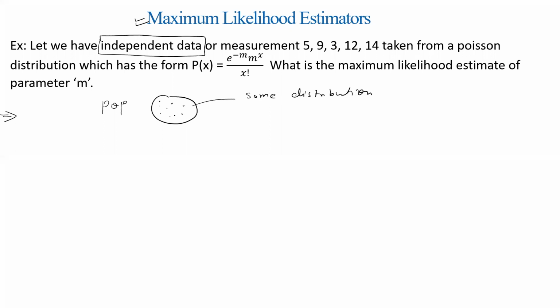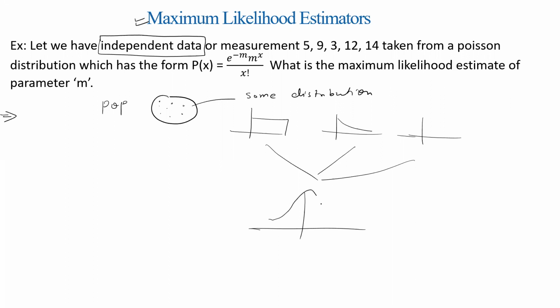This population data set has some kind of distribution. The distribution can be uniform. The distribution can be exponential. The distribution can be maybe binomial or maybe Poisson. Any distribution it may follow. But when we apply the central limit theorem, all the distributions will converge to a normal distribution.